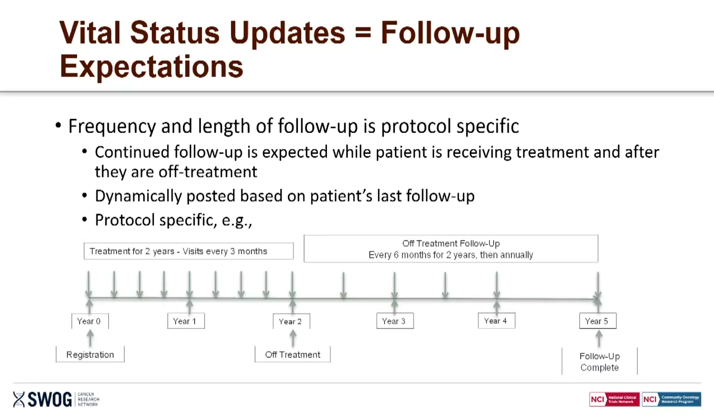And is protocol specific. This is just an example of a typical treatment schedule where, for the first 2 years, patients treated every 3 months, we would expect forms regularly. Then once they go off treatment, the follow-up is a little less frequent, maybe every 6 months. And then by year 4, maybe only annually.